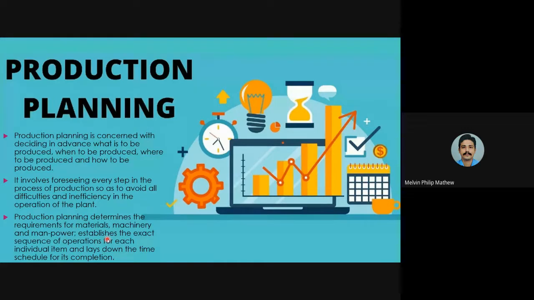After that, certain operations are carried out for each individual item, and it lays down the time schedule for its completion. So when we are planning, we will know how many days or how many hours or how many months it will take for creating a product. Okay, we will get the time schedule for its completion. So once you have done production planning, we will get the time schedule for its completion.